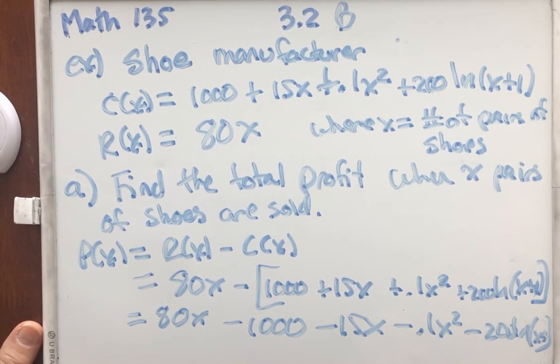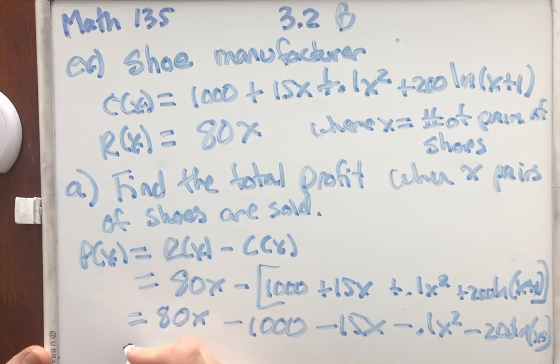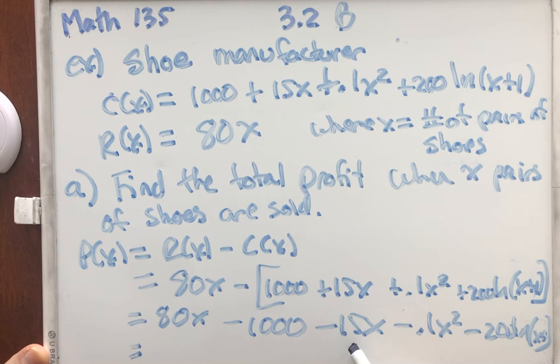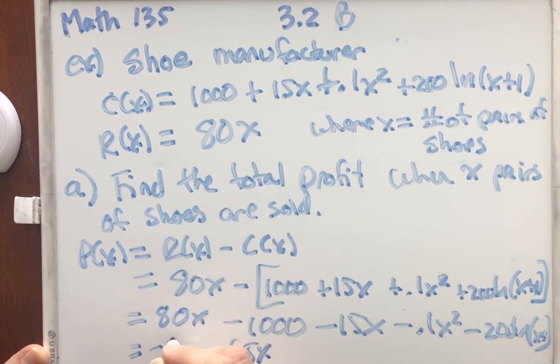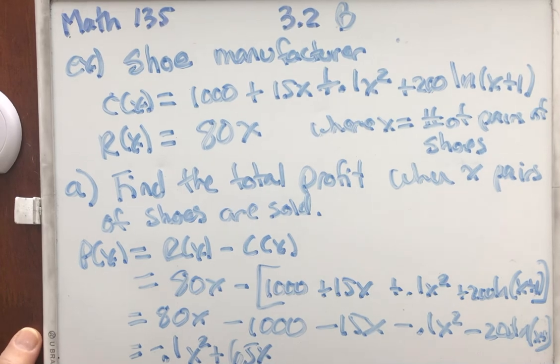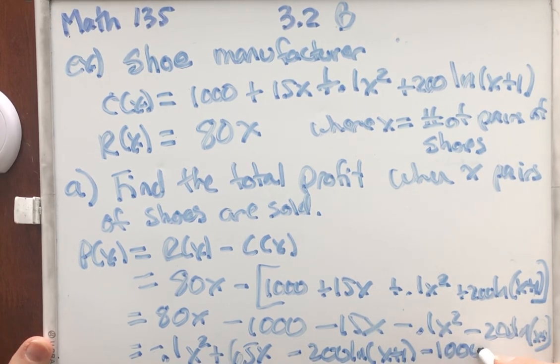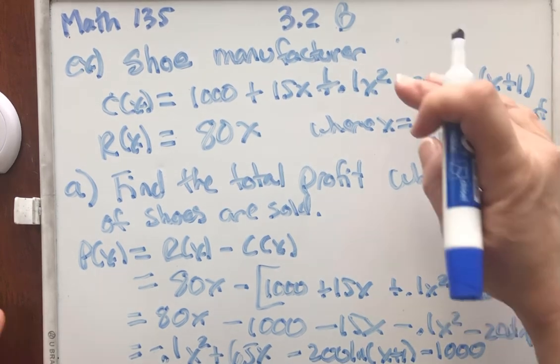Let's continue to do our algebra on that. We have 80x minus 15x, which is 65x. I'm going to put that second because we have an x squared here. So a negative 0.1x squared plus 65x, then we have minus 200 ln(x plus 1), minus 1,000. And there's our answer. Okay, let's go to 3.2c.